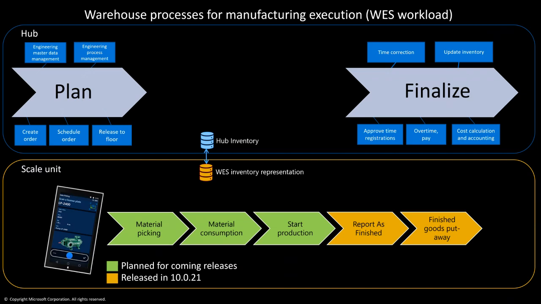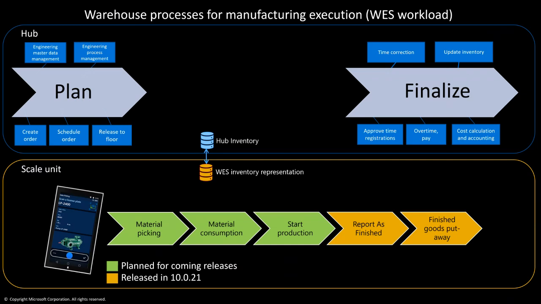In addition to those production floor interfaces, we also support the warehouse mobile app in manufacturing scenarios as well via our WES workload. So again, just like on the previous example, all planning phase activities are performed on the hub. Same set of steps to generate the orders and release to the floor. But now if there's material movements or inventory as part of these transactions, we also have the ability to perform these on the scale units as well.